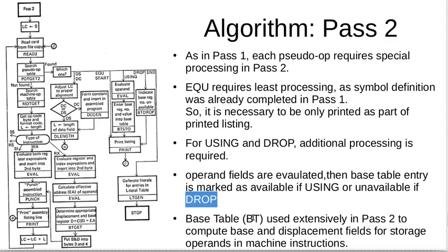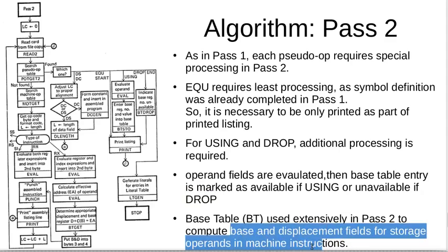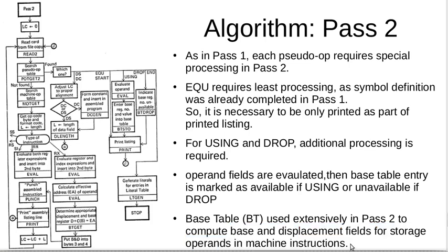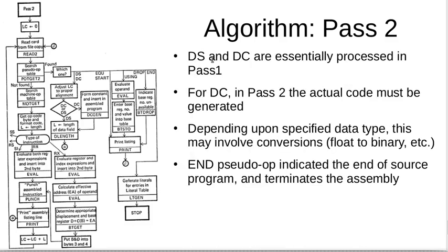The base table is used extensively in pass 2 to compute the base and displacement fields for storage operands in machine instructions, right? It's a data structure which is extensively used in pass 2. Now we have already discussed the EQU and START instructions and the using or drop instructions. Next we come to the DS and DC instructions.